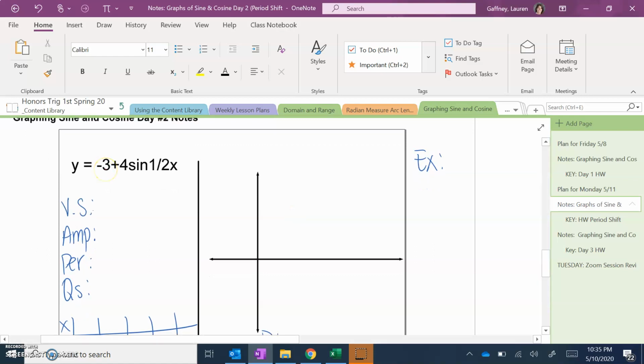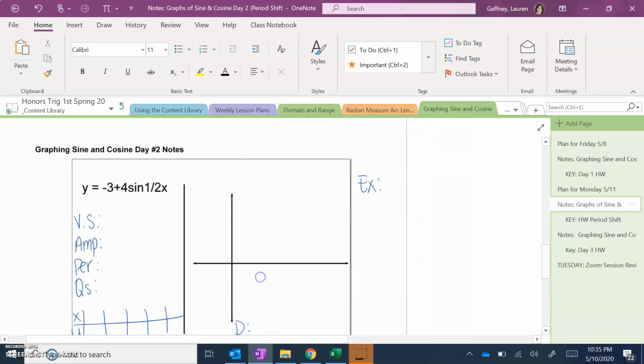So here, now I have a lot of stuff going on. Okay, so my vertical shift is down 3. That's this piece right here. My amplitude is the value out front of that trig function, so it's 4.